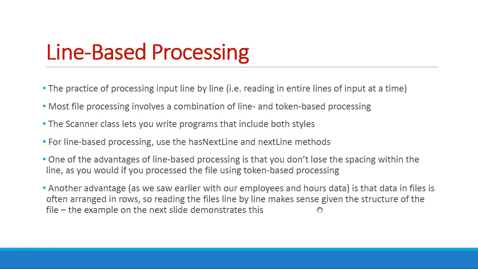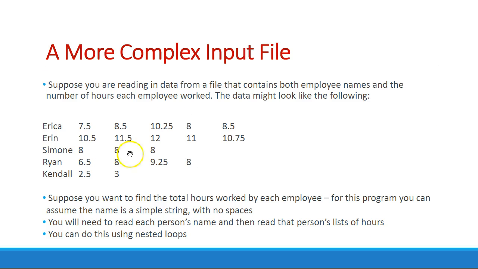So sometimes that token-based processing works fine, but other times you need to actually do it based on a line at a time. One example of why you would need to do it line at a time is if you don't want to lose the spacing within the lines. So let's go back and take a look at the sample here. Here we didn't care about this white space, but what if we did care about the white space? If we wanted to know if there's one space or two spaces or three spaces, we would have to read a whole line at a time.